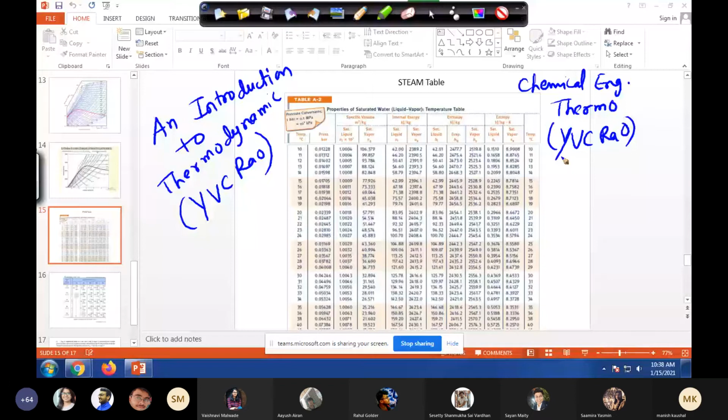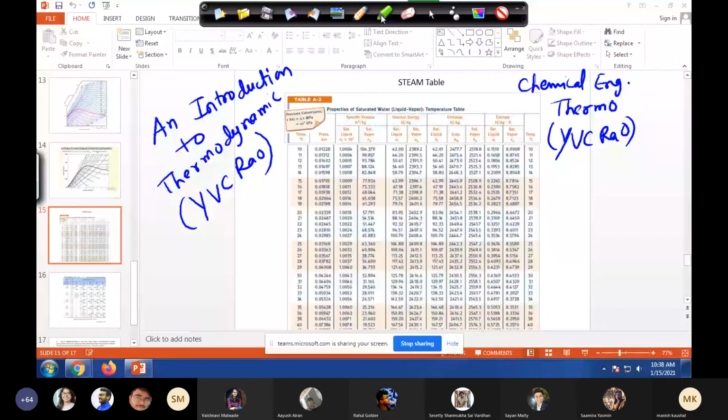I mean, you can follow this book by Yunus Cengel also. You can type Cengel Thermodynamics, and you'll get that book. Anyway, whatever book you follow, you will see the steam table. And such a steam table I am showing here.